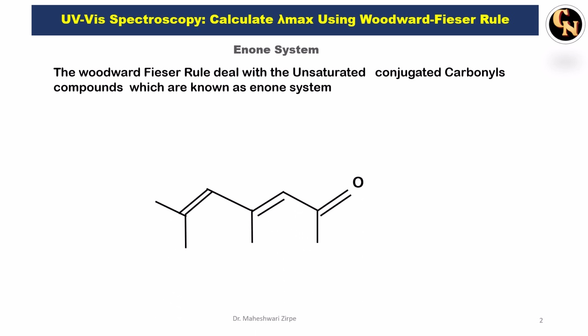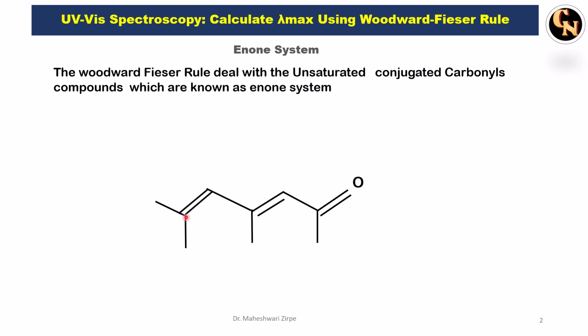As you can see on the screen, there is a carbonyl. Let me show with the highlighter. This is your carbonyl C double bond O, and to the carbonyl there is a conjugated double bond. So this is one of the conjugated double bonds. Then there is a second conjugated double bond. So the carbonyl is having two conjugated double bonds.